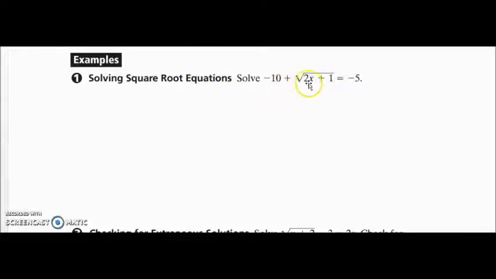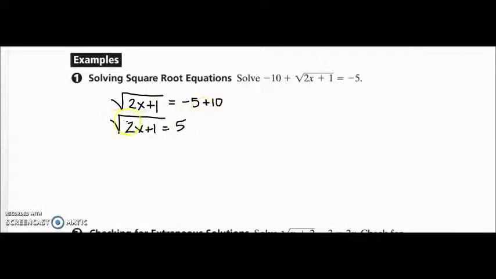We're going to solve this equation, and if you notice, the x is underneath the square root. So in order to solve these, we're going to need to get this square root all by itself. So first we're going to add 10 to both sides. Now that we did that, in order to get rid of this square root, we're going to square both sides. Keep in mind, whatever you do to one side, you need to do to the other.